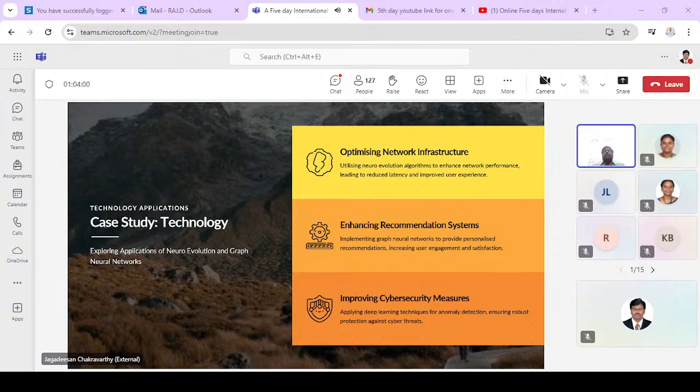Then case study: technology. Here we explore these things. Optimizing network infrastructure. A lot of connections are there that should be optimized, utilizing neuroevolution algorithms to enhance network performance, leading to reduced latency, that is the lag in the data, and improved user experience. Enhancing recommendation systems: implementing graph neural networks to provide personalized recommendations, increasing users' engagement and satisfaction. Thirdly, improving cyber security measures: applying deep learning techniques for anomaly detection, ensuring robust protection against cyber threats. These are the technology applications.